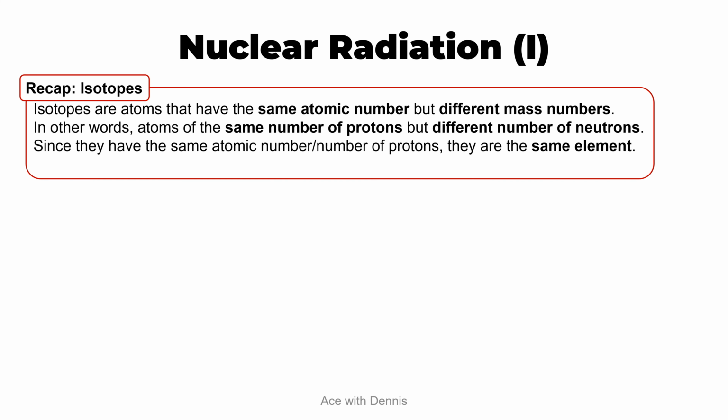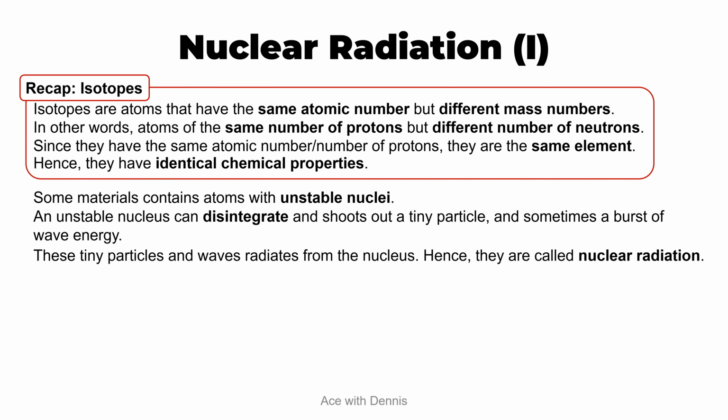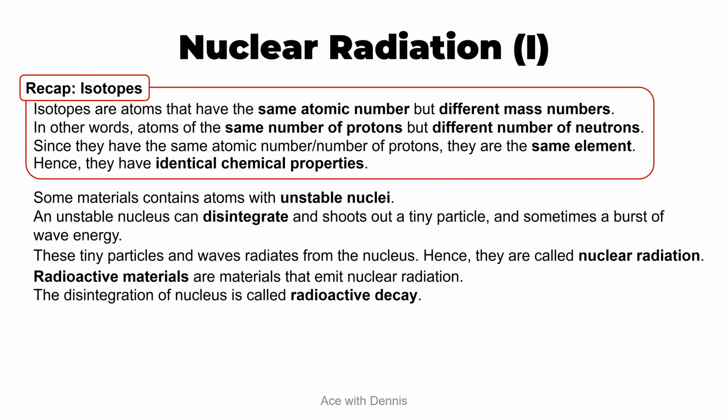But here's the problem. Some materials contain atoms with unstable nuclei. An unstable nucleus can disintegrate and shoot out a tiny particle and sometimes a burst of wave energy. These tiny particles and waves radiate from the nucleus. Hence, they are called nuclear radiation. Radioactive materials are materials that emit nuclear radiation. The disintegration of a nucleus is called radioactive decay.